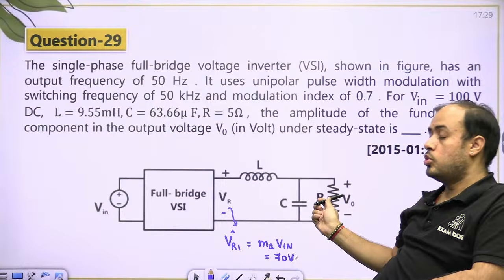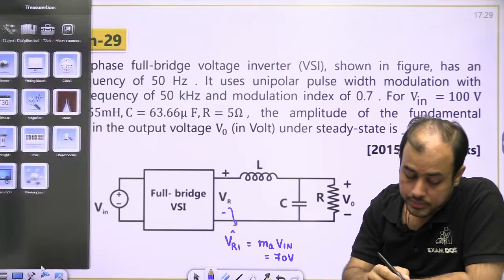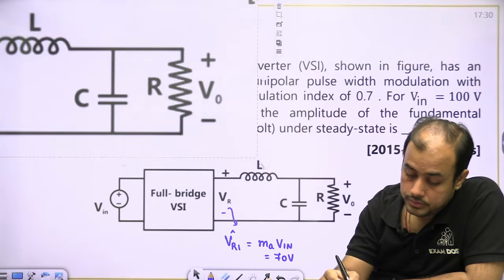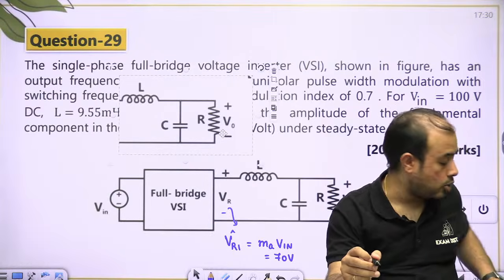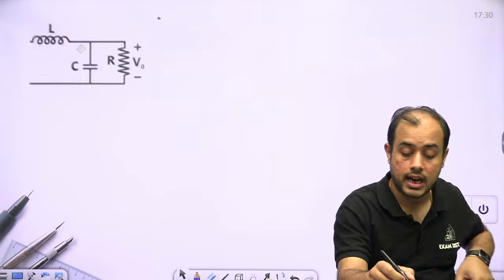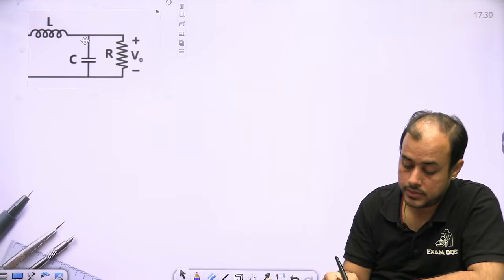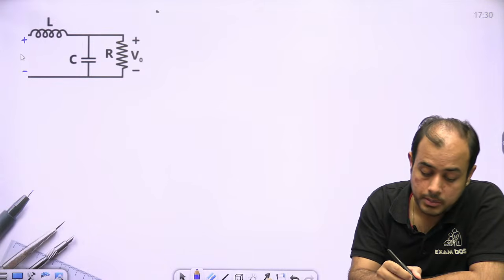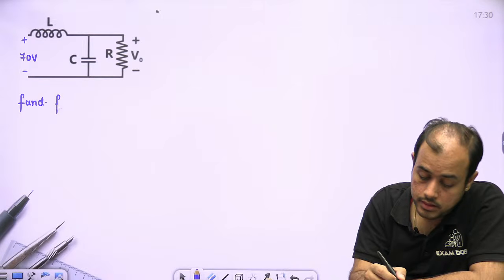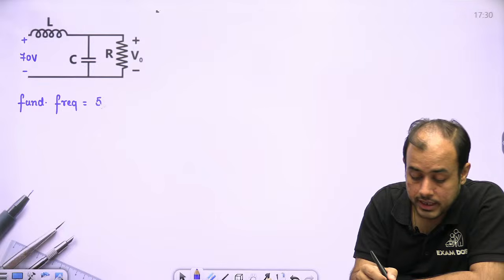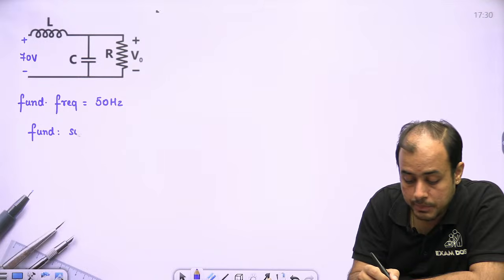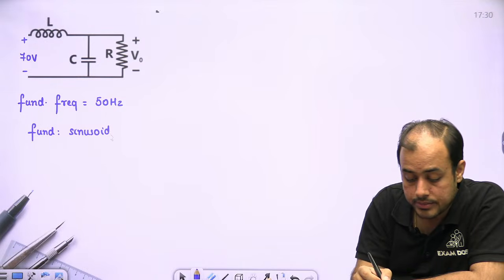We want the amplitude of fundamental at the output. I want to know it at the output, beta. Okay. So I know the output of the inverter, but I want the output across the resistor. Now beta, we are talking about fundamental. First of all, fundamental is sinusoidal, so I can apply the AC analysis.